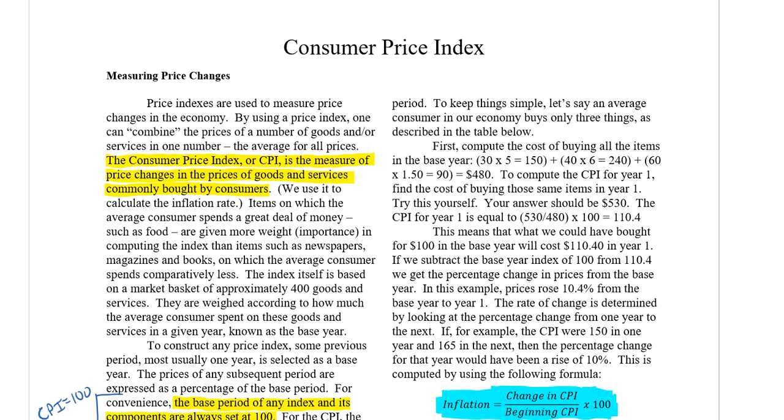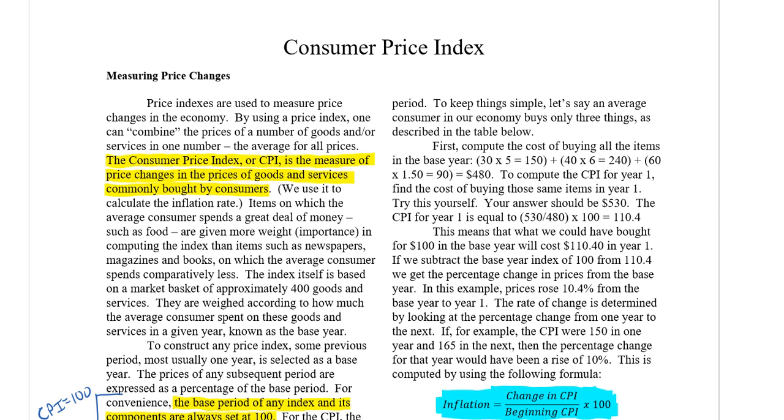Okay, this is macroeconomics lesson 2.4, where we're going to be talking about inflation. What I want to do today is go over the consumer price index and how to calculate inflation from the consumer price index. This is going to be a page that's in your workbooks.